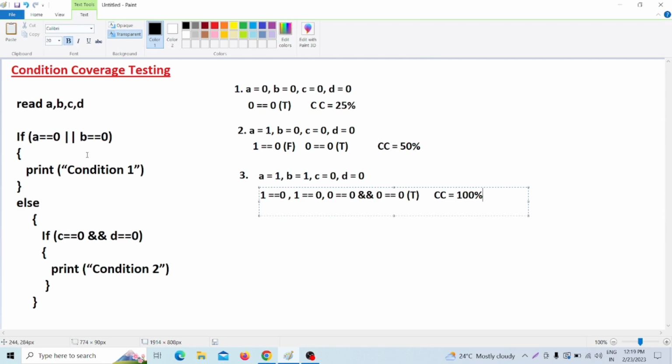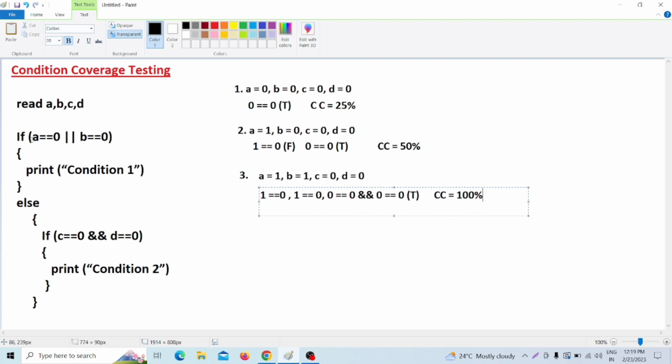Okay. So now I'm repeating from the very beginning. First we have one if condition, that is A equals 0 or B equals 0. So here we are taking the values of A, B, C and D. Here A equals 0, that means 0 equals 0, that is true. As per the OR operator or OR gate, if the left side is true, then it doesn't check the right side. Maybe the right side is true or false, but it will not check, because if the left side is true, that means it is satisfied.